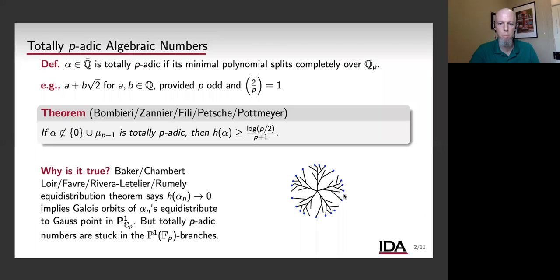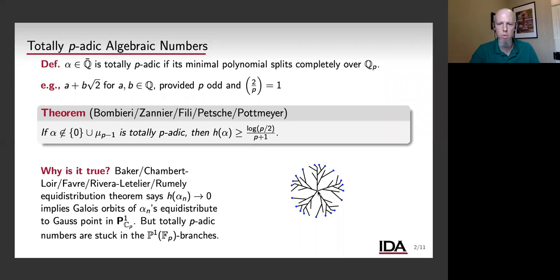So what is the space? It's the Berkovich projective line associated to C_p, right? The completion of an algebraic closure of Q_p. This ought to look like a Bruhat-Tits tree. There's a very good reason for that. The Bruhat-Tits tree actually embeds in this. And then the measure is what's called the discrete mass of the Gauss point. So they're equidistributing to this central point.